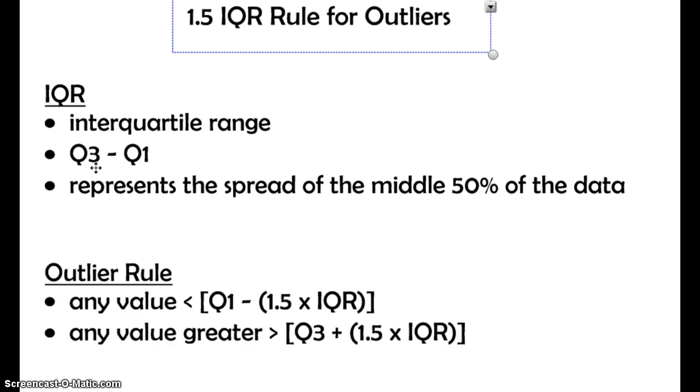So IQR is the value obtained by subtracting Q1 from Q3, and it does represent the spread of the middle 50% of the data. Now, any value that is less than Q1 minus 1.5 times the IQR, or greater than Q3 plus 1.5 times the IQR, is considered an outlier. So let's take a look at the values that we have again for your guesses of my mom's age and see if there were any outliers.